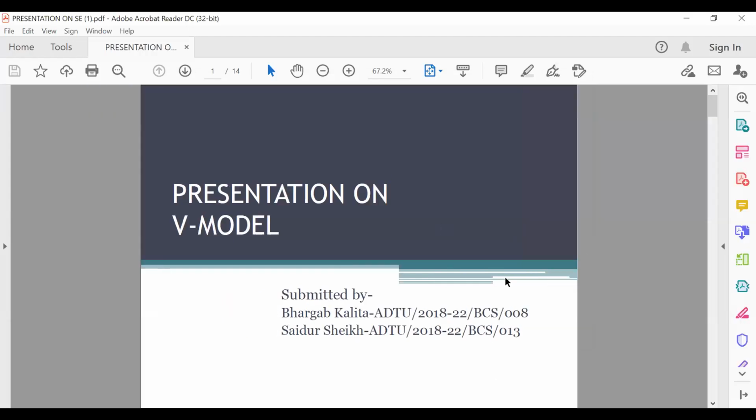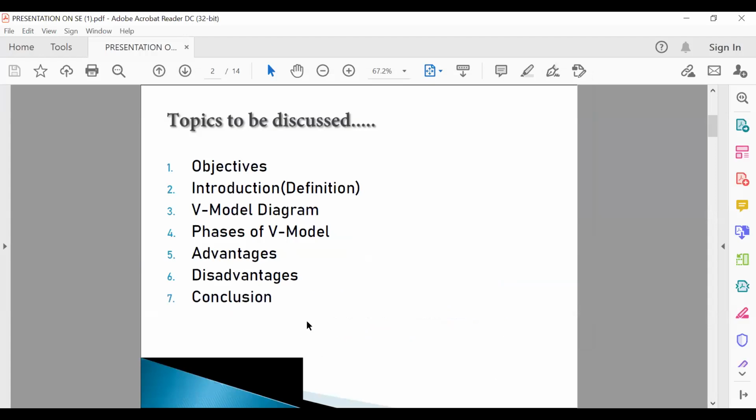So my topic of discussion in today's presentation is the V model. It is made by me and my classmate Bhargav Kailita. So let's start. Our topic of discussion will be divided into 7 parts: the objective, the introduction, the diagram of the V model, what kind of phases there are in the V model, its advantages, disadvantages, and at last the conclusion.